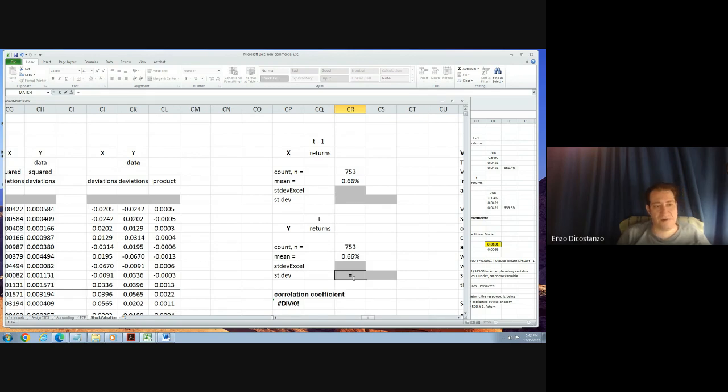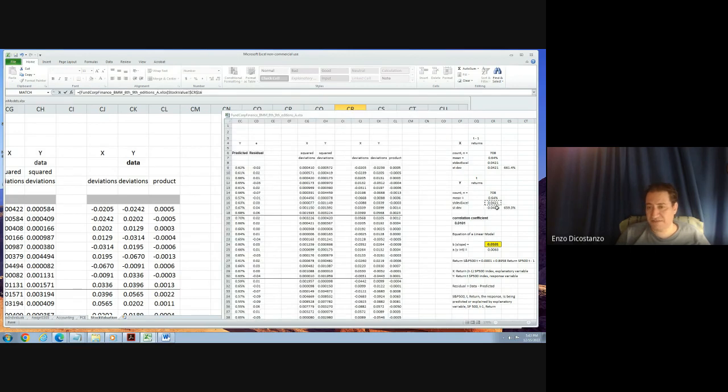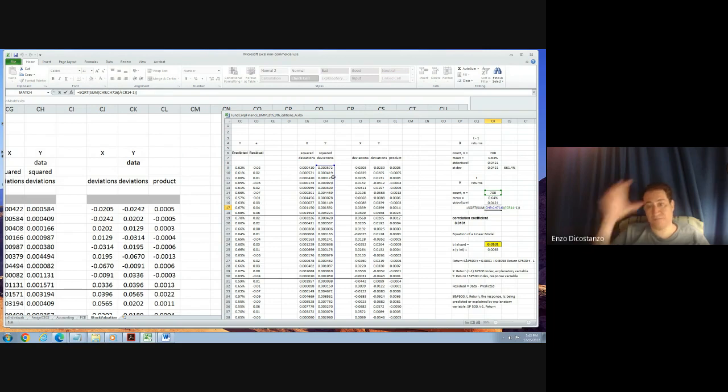So equals sum. Was it the square deviations with this? Yeah, it was the squared ones. You did a column of that, and this is the great thing about Excel. You sum those, divide, and then take the square root.